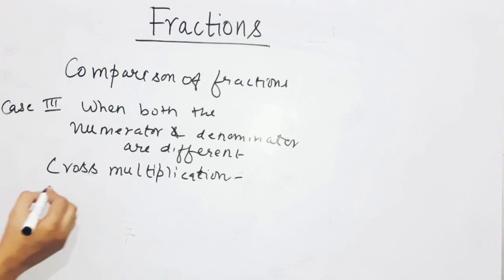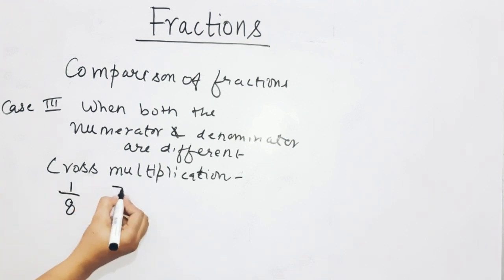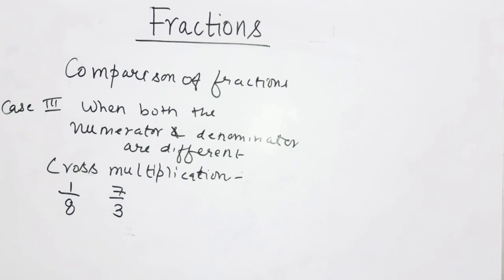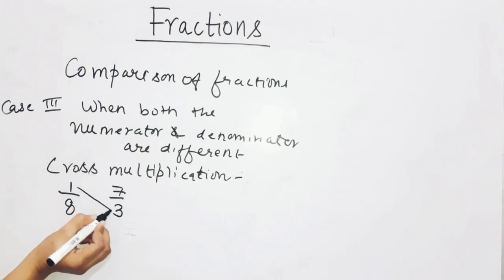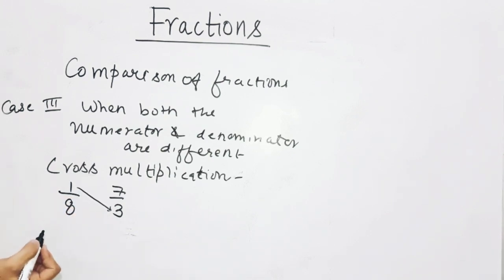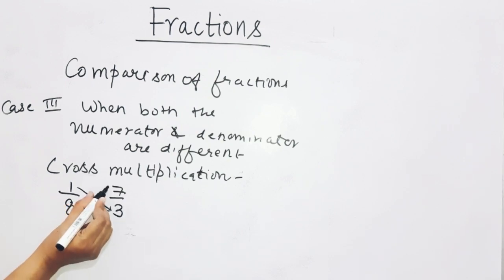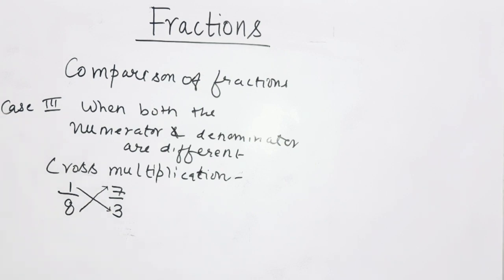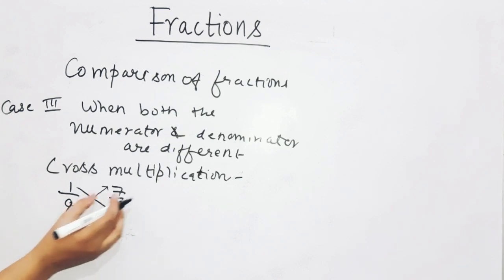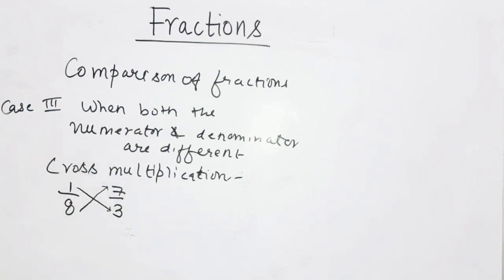See, we have two fractions, 1 upon 8 and 7 upon 3. We have to compare these two fractions. See, the numerator is also different and the denominator is also different. So how will you compare? By the help of cross multiplication. So cross multiplication means the numerator of the first fraction will be multiplied by the denominator of the second fraction and the denominator of the first fraction will be multiplied by the numerator of the second fraction.